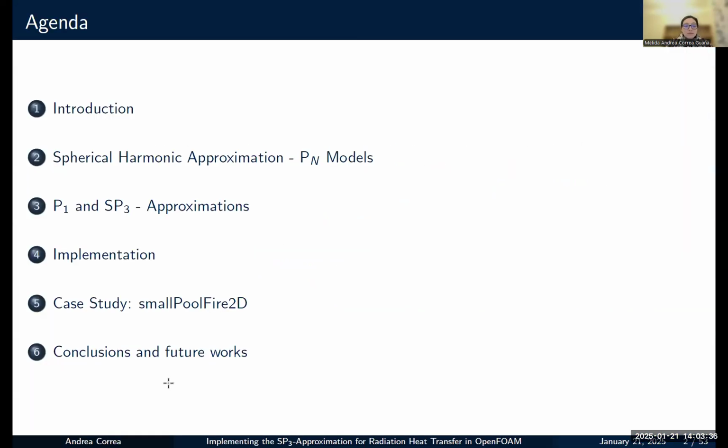Here I show you the agenda. We will go through this. First, I start with a little bit of introduction. Then some about the spherical harmonics approximation, the PN models. Then P1 and SP3 approximation. Then I will talk about the implementation in OpenFOAM and the results in the case study. Finally, the conclusions and the future work.